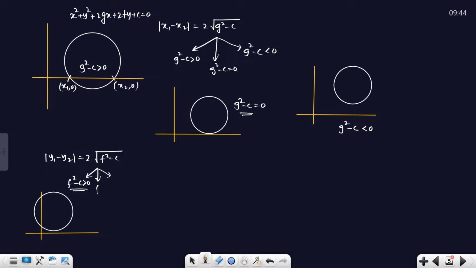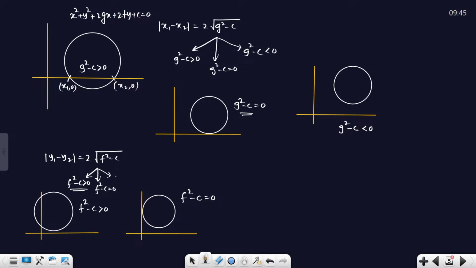Now the second case is f square minus c is equal to 0. It means what? It is simply touching the x-axis. I'm sorry, y-axis. It is simply touching the y-axis. So what is the condition here? The condition here is f square minus c is equal to 0.